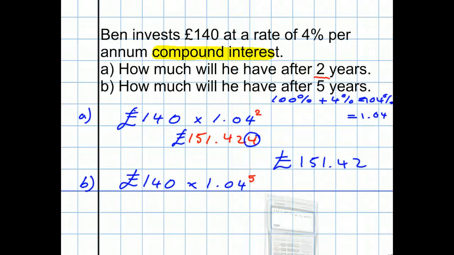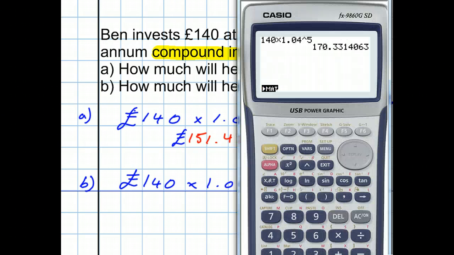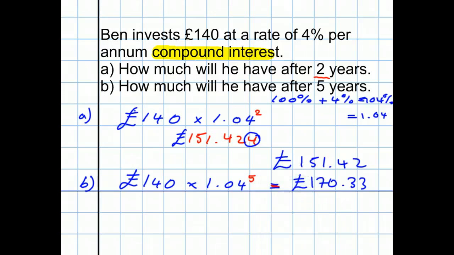It's £170.33. Yes, it was. And there we have it. That's how you work out compound interest problems.